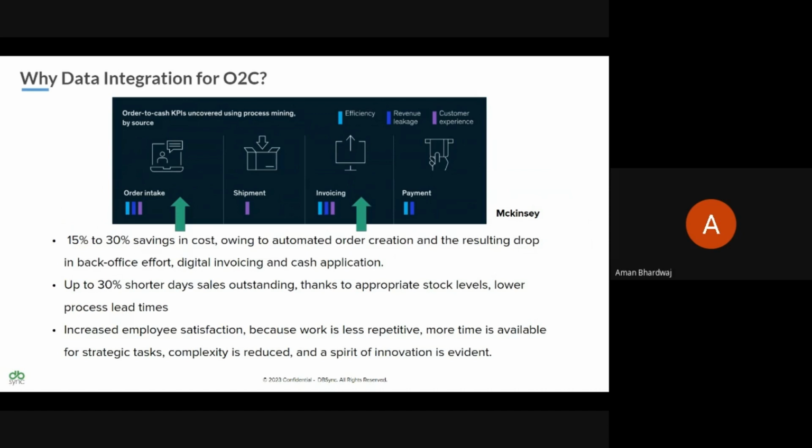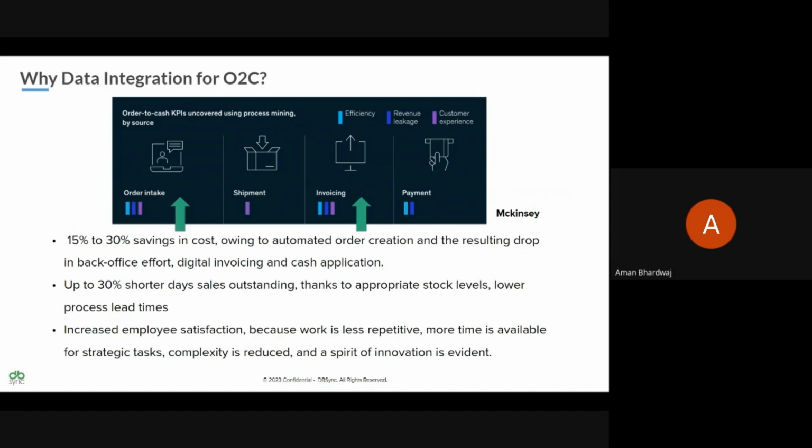McKinsey says that you can save about 15 to 30% in cost if you're able to automate order creation, and it can result in improving back office effort. It could improve your digital invoicing and even your cash applications, right? So once you improve one particular stage, which is order intake, and typically both of these areas, order intake and invoicing, are the key areas in the O2C cycle that need improvement, where your leakage can also happen, and your customer experience is dependent on both of these stages.